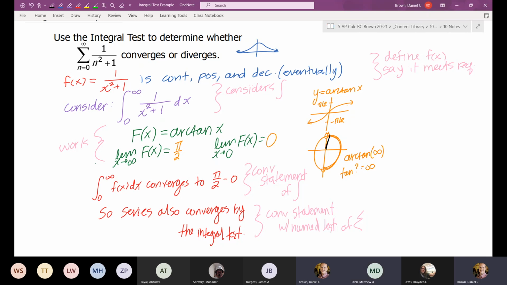Is the arctan not oscillating like cosine is? Say it again, then. Is the arctangent graph not oscillating like the cosine graph does? No. Arctangent, this is arctangent. This is the graph I have in orange right here. That's just the graph of arctangent. That's all it looks like.